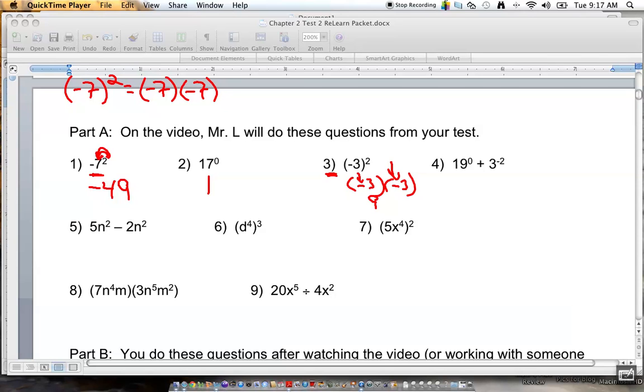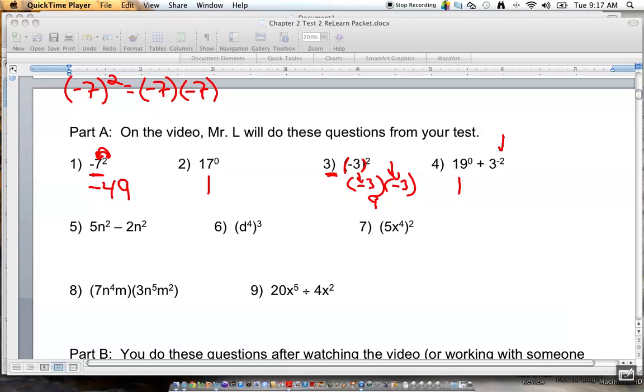It means -3 times -3 because of the parentheses. That's the big difference in number one, and that's what's so important to recognize. And that answer is 9. Now number four kind of puts some of these ideas together and introduces a new idea. Anything to the 0 is 1. So 19 to the 0 is 1.